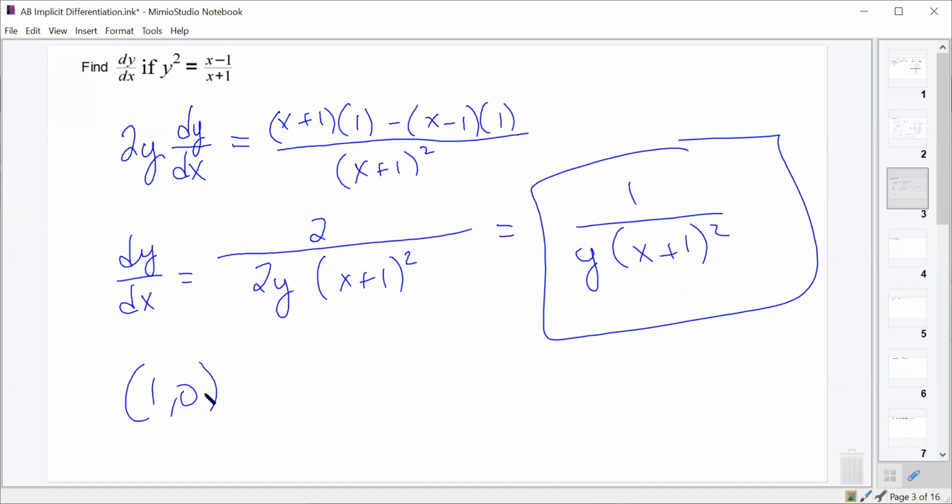All we have to do is plug that into our derivative. We have 1 over y, which is 0, times 1 plus 1 squared, which is 1 over 0, which is undefined, right? So it shows that we have a vertical tangent line at that point.